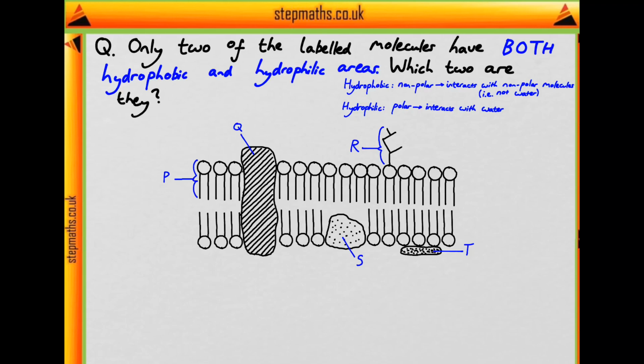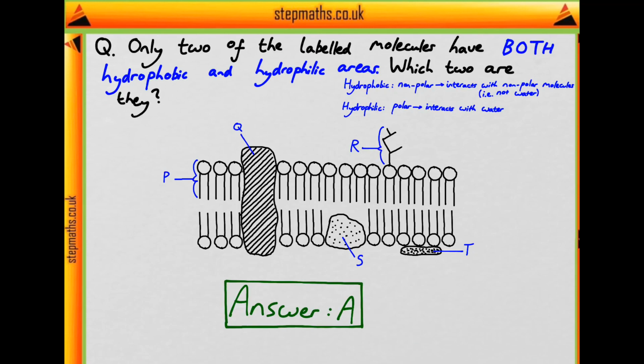But as P and Q are both very unambiguous, we'll take those forward as our answers, and there isn't a potential answer of P, Q, and S. So, therefore, as P and Q are the two labelled molecules with both hydrophobic and hydrophilic areas, our answer is A.